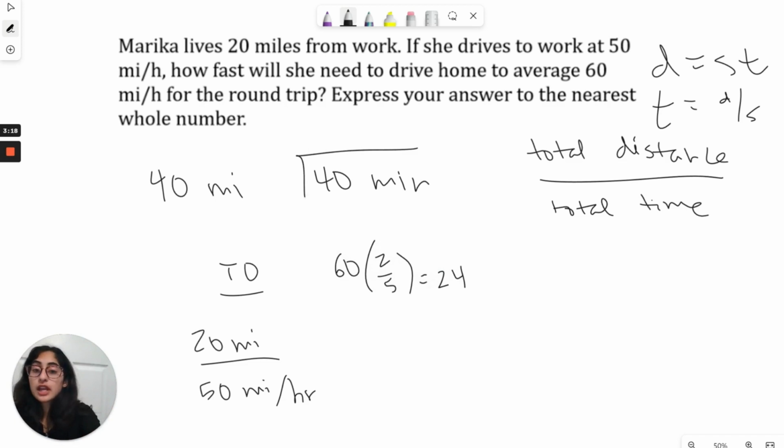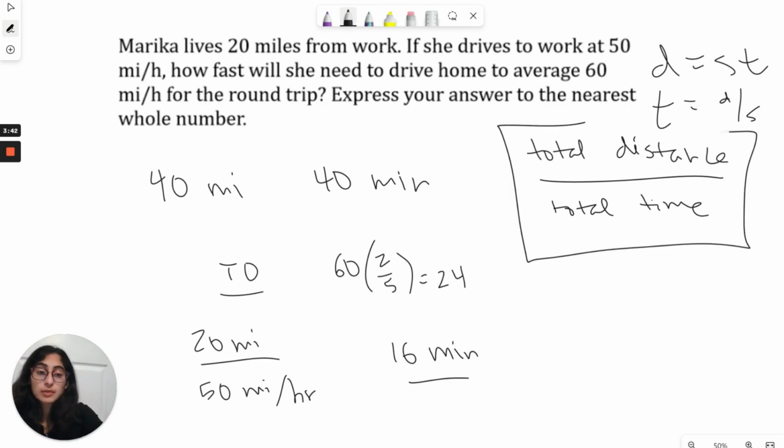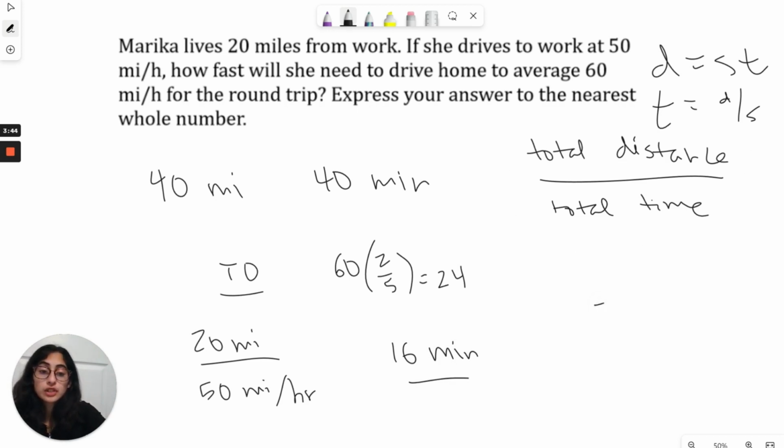And so remember, she can't take more than 40 minutes. She has to take exactly 40 minutes to average 60 miles per hour. So if it took her 24 minutes to go there, that means she has 40 minus 24, which is 16 minutes left to spend on the way back. So on the way back, she also has to travel 20 miles. And so remember, our mean speed on the way back is our total distance of 20 miles per the 16 minutes she has remaining.